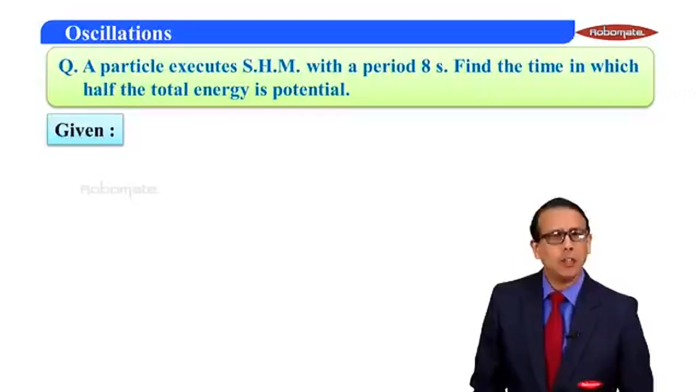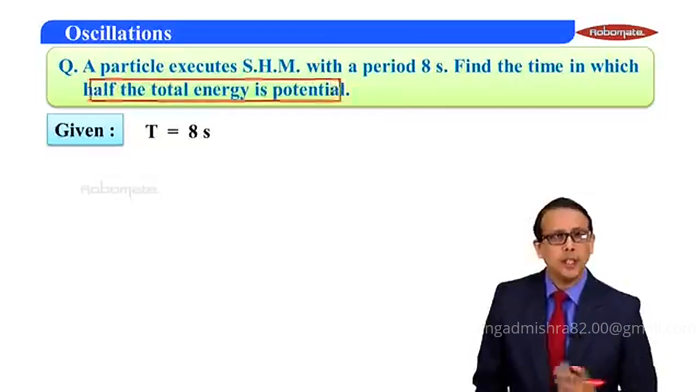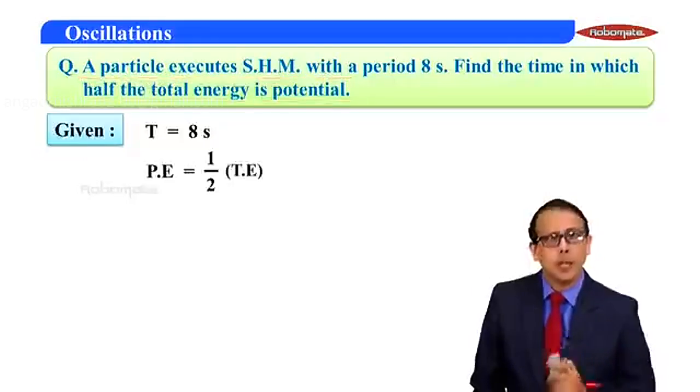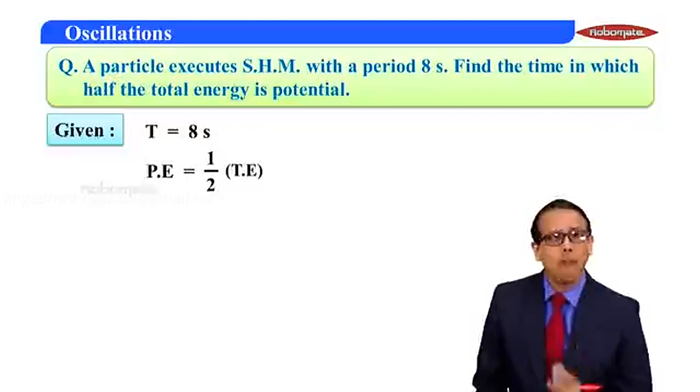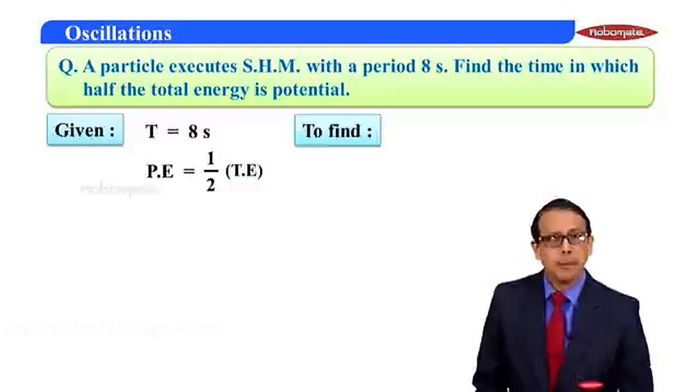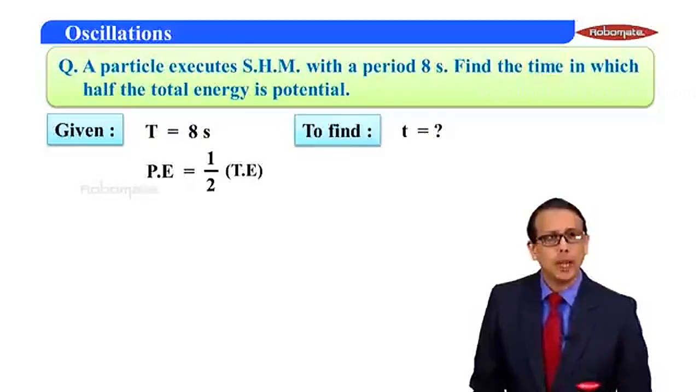So let's write down the given part, students. As we see, time period is equal to 8 seconds. So we write here capital T is equal to 8 seconds. The next given is half the total energy is potential. That means potential energy is half of total energy. To find is time, that is instantaneous time, small t. So we have to find time here.